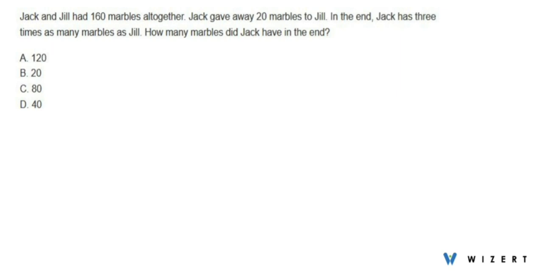Jack and Zill had 160 marbles altogether. Jack gave away 20 marbles to Zill. In the end, Jack has 3 times as many marbles as Zill. So, how many marbles did Jack have in the end? We have to find out.